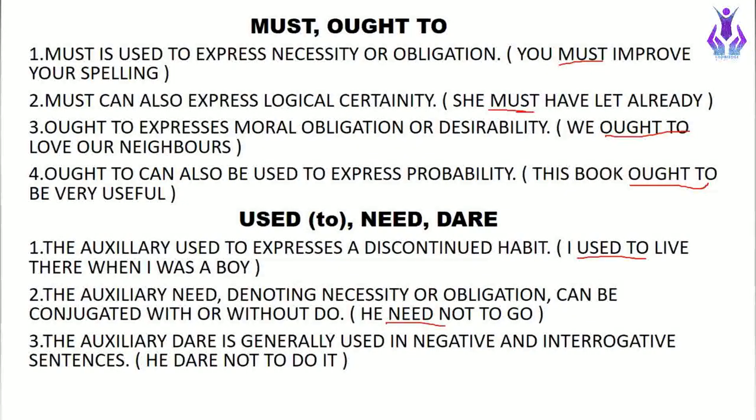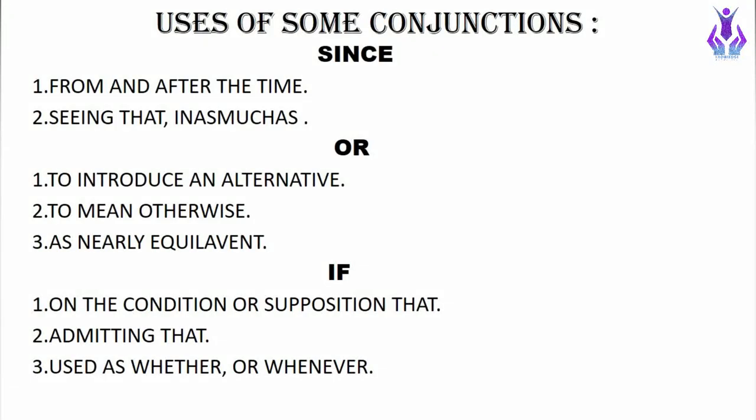The next one is the auxiliary dare, which is generally used in negative and interrogative sentences. As I have told you before, negative sentences are those in which there comes not, and interrogative sentences are our question sentences. For example, he dare not do it. Here it is a negative sentence along with not. So he dare not do it. Here we are done with our uses of certain auxiliaries and modals.